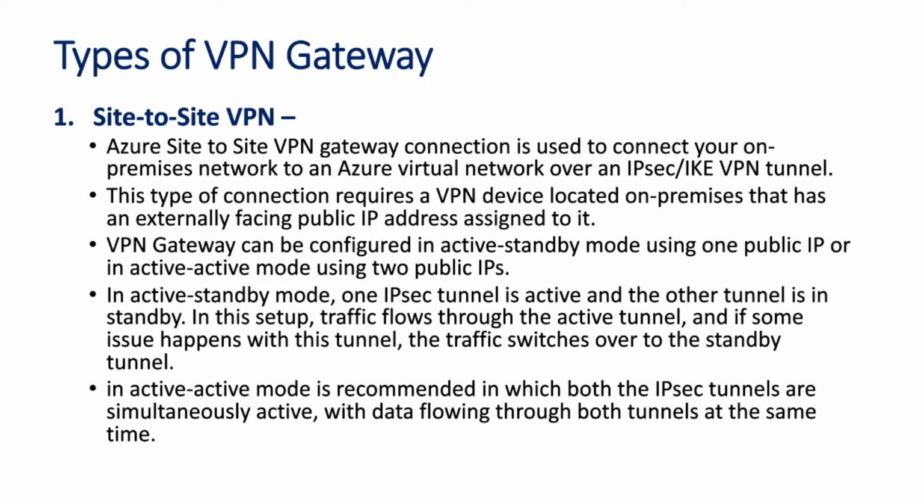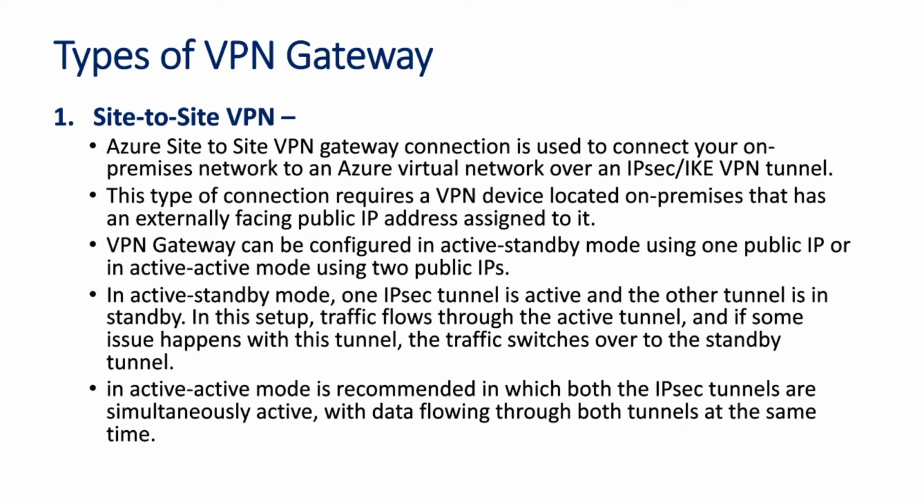This type of connection requires a VPN device located on-premise that has an external facing public IP address assigned to it. So when we create a site-to-site VPN connection, we are creating a VPN gateway in Azure. Similarly, we should have a router which is basically used as a gateway in your on-premise environment, and that router should have a public IP address exposed so it can communicate with the Azure VPN gateway.